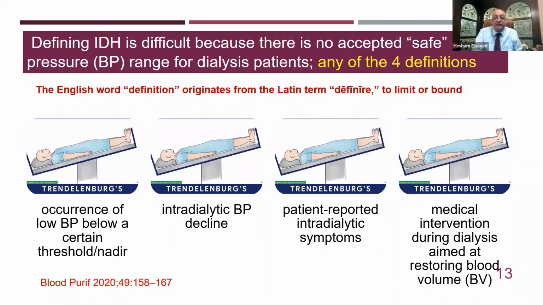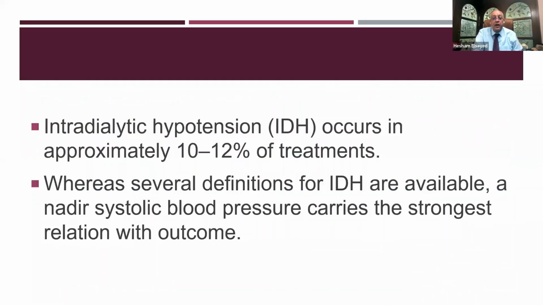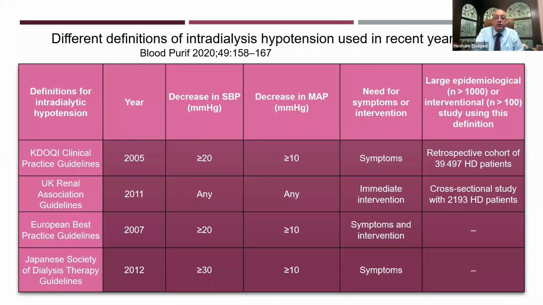So this is the fourth criterion to define intradialytic hypotension besides lower blood pressure, and it is a must to do that intervention during the dialysis, along with patient-related intradialytic symptoms like cramps, vomiting, and syncope. The percentage is between 10 to 12%. Several definitions may be related to the outcome as well.